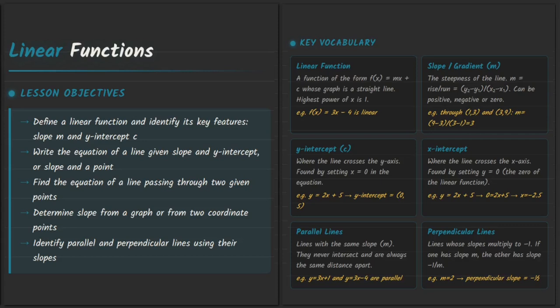In this lesson, we want to look at linear functions, and by the end of this lesson, you should be able to define a linear function and identify its key features. With its key features, I mean the slope and then the y-intercept. You should be able to write the equation of a line given the slope and the y-intercept, or the slope and a point. You should be able to find the equation of the line passing through 2 points. You should be able to determine from a graph or from 2 coordinate points the slope of a line. And finally, you should be able to identify parallel and perpendicular lines using their slopes.